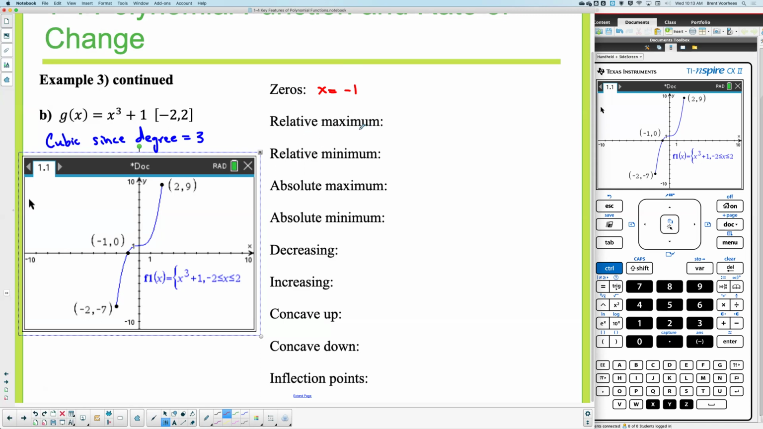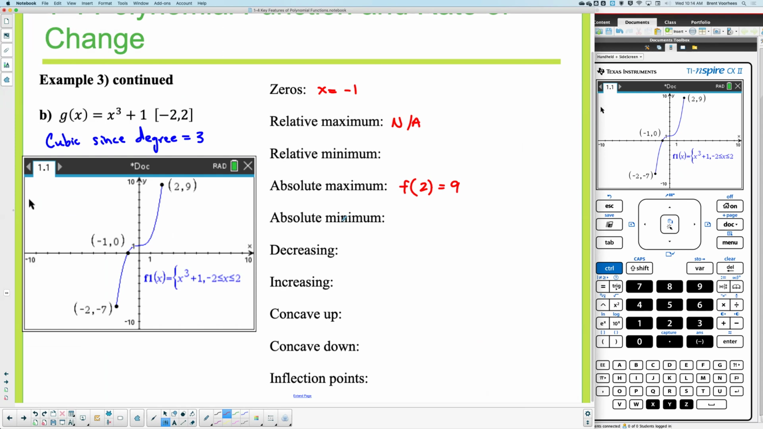Do we have a maximum? What type of maximum? Is it relative, which just means in the area, or absolute? It's the highest point in the entire graph. It's absolute. This one we have to tell the x and y. So we'd write it as f of, what is x? 2. F of 2 equals 9. We don't have a relative maximum.